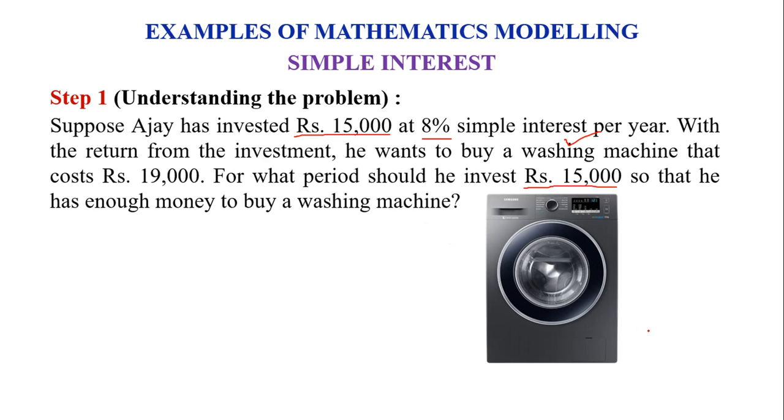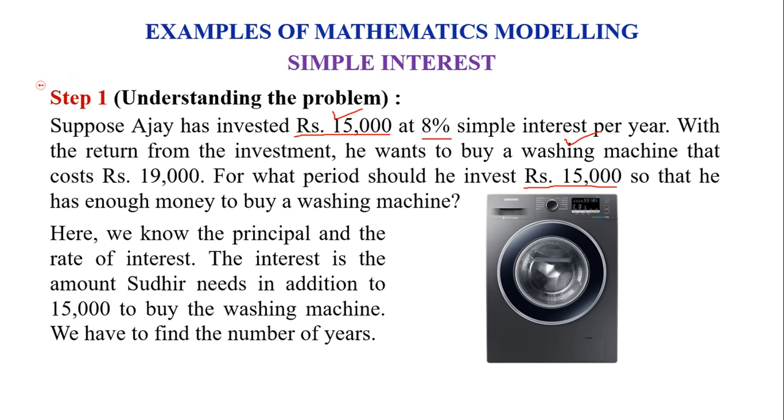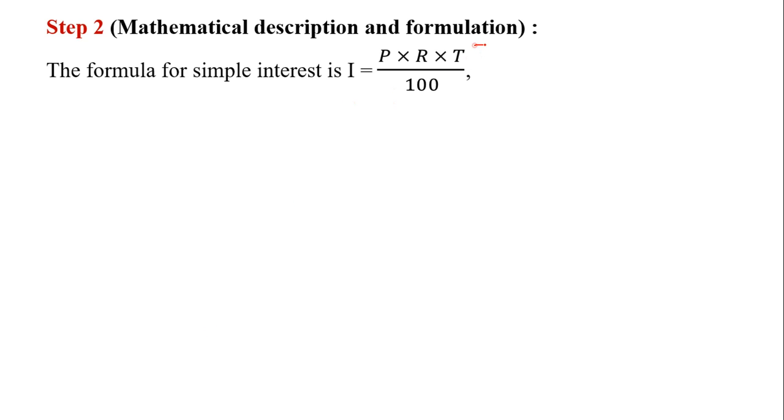Here we know the principal and the rate of interest, and the interest is the amount Ajay needs in addition to these 15,000 rupees to buy the washing machine. So we have to find the number of years. That is our understanding of this problem. Now the next part, the mathematical description and formulation. The formula for simple interest is I equals P into R into T upon 100. This is our model, where P is the principal, R is the rate of interest, and T is the time period, the number of years.